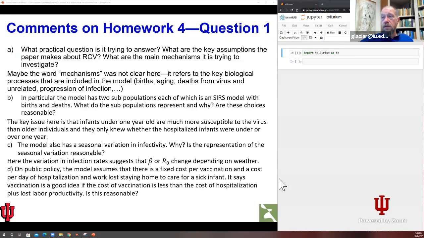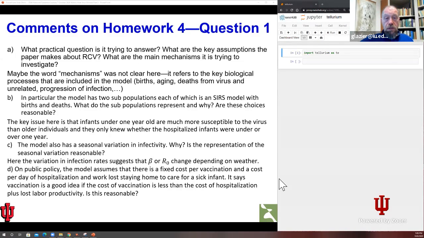And then in terms of the public policy, what were they trying to do? Well, if you read, they don't do anything very sophisticated. They say that each vaccination costs a fixed amount. And therefore, the more people you vaccinate, the more expensive it is.